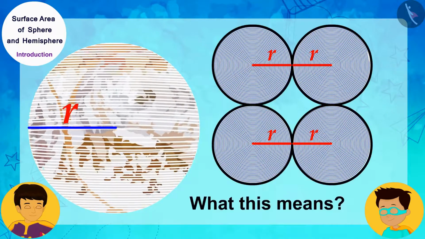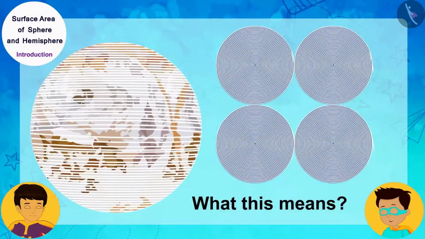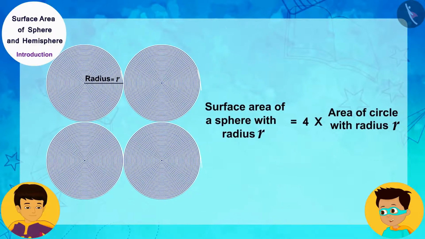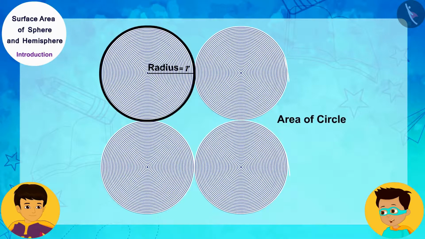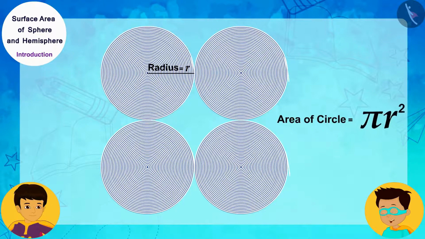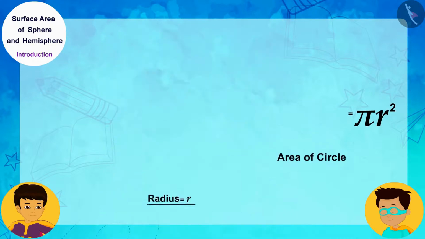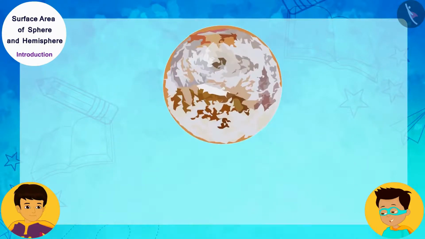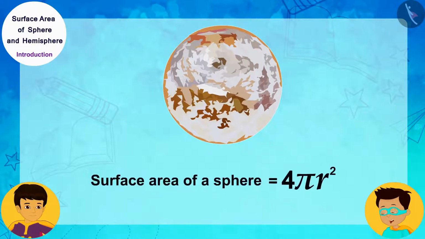Can you tell me what this means? I get it. This means the surface area of a sphere with radius r is equal to the area of 4 circles with radius r, and the area of a circle of radius r is pi times r square. Oh wow, Manas! We found the formula for the surface area of a sphere. The surface area of a sphere is 4 times pi r square, where r is the radius of the sphere.